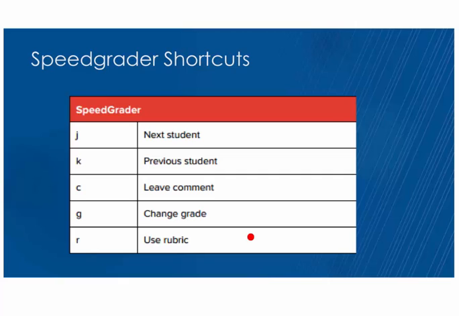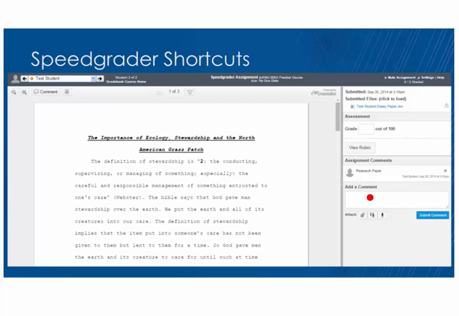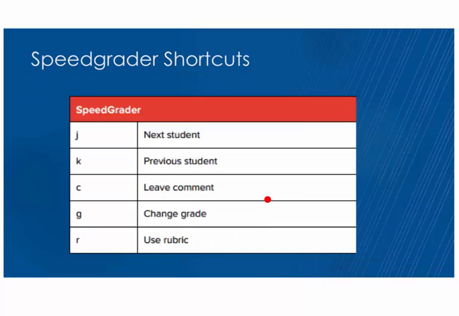So if we go back to our interface here, if you're over here, you've completed everything, you've clicked submit, then just hit J or K and you can go to the next student without having to move all the way back up here to use the arrows.